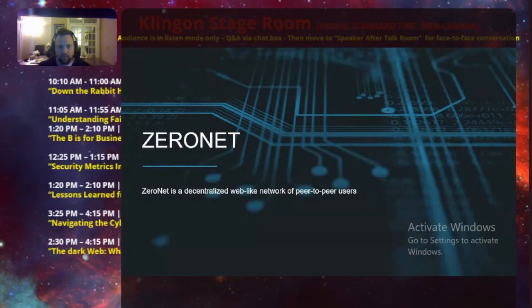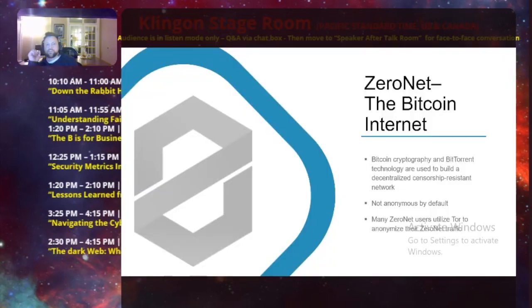Great. So ZeroNet. ZeroNet is my favorite darknet. Super fast. We're going to get into it in a second. It is a decentralized peer-to-peer dark web, we'll say. It's also the Bitcoin internet. So it uses Bitcoin cryptography. I love crypto. And it uses BitTorrent technology. I love torrents. To build what they state is a decentralized, censorship-resistant network.